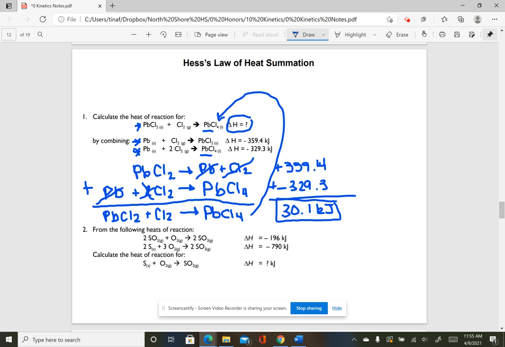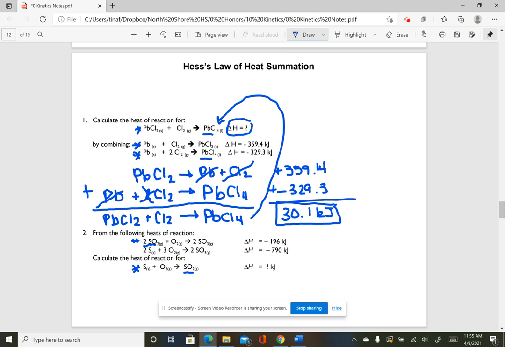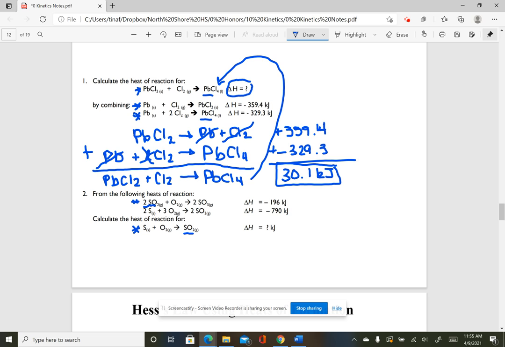Another problem you guys might run into, let's look at the second one. Okay. So this is the reaction that I want, and I want to look at the two that are given to me. All right. So immediately I see that in this reaction, SO2 is in the beginning and I want SO2 to end up on the right side of the arrow. So I know from the example that we just did that I'm allowed to flip over reactions, right? I'm allowed to do that.